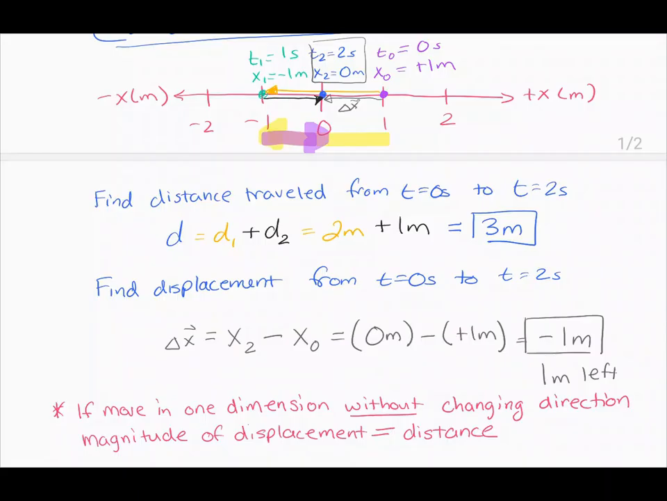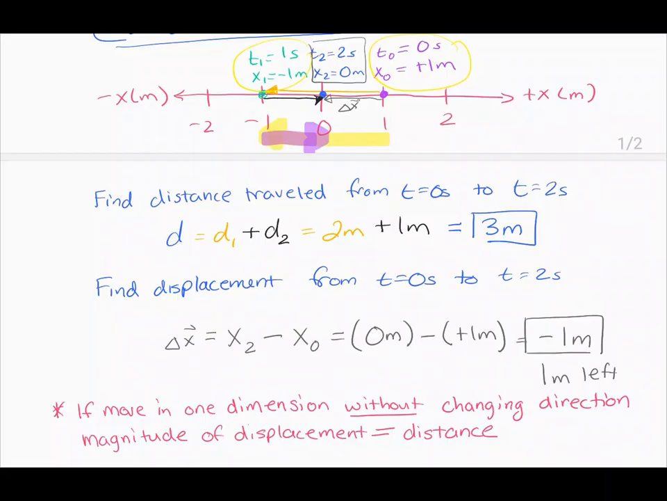And the distance just has a magnitude. So in this case, if I go from position 0 and I go to position 1, that's that orange arrow moving to the left. My distance traveled was 2 meters. My displacement was negative 2 meters, or 2 meters to the left. The magnitude was 2 meters for both.